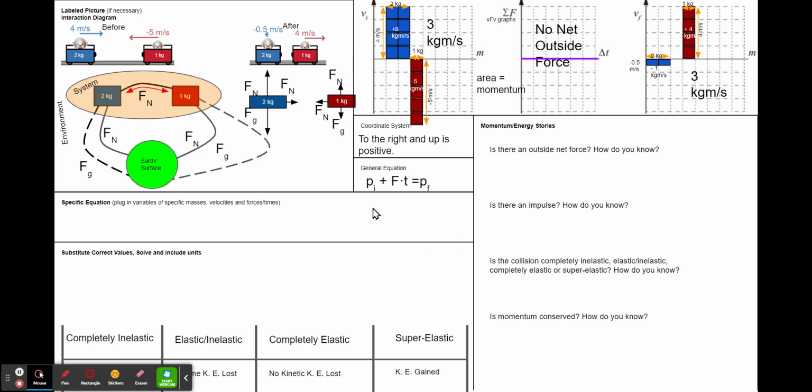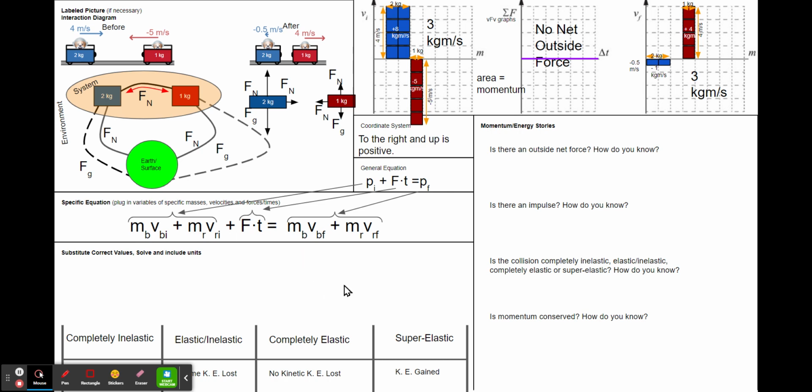The general equation we use is the initial momentum plus the impulse is equal to the final momentum, and that looks like this. This represents the momentum of the blue cart before the collision, the momentum of the red cart before the collision, the impulse, which there is none, and that equals the momentum of the blue cart after the collision and the momentum of the red cart after the collision. Later on, we will be using other values in other problems, and we'll be using that equation right there.